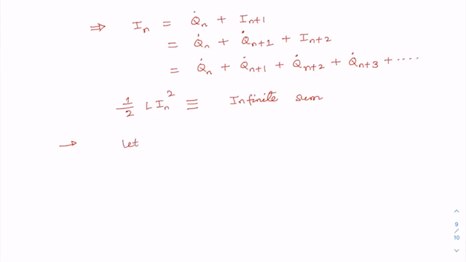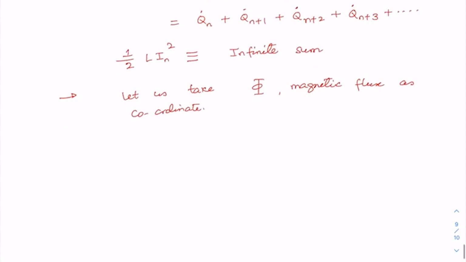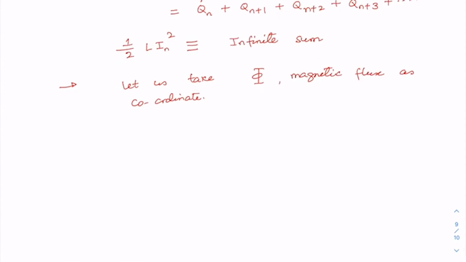So now let us take magnetic flux as our coordinate. We know that the magnetic flux at a particular node n is a time integral over voltage. So phi n, I can write it as the integral from minus infinity to some time t of the voltage at the node n, dt dash.